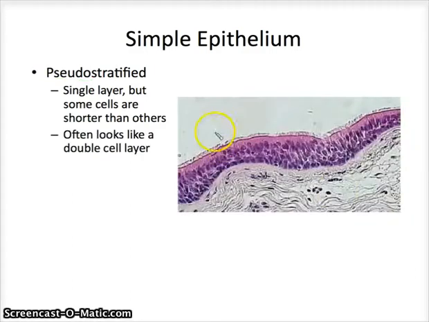Again, same thing, and notice also we see it very commonly lined with cilia, because we find it in the respiratory tract, so it's moving all of that mucus around.